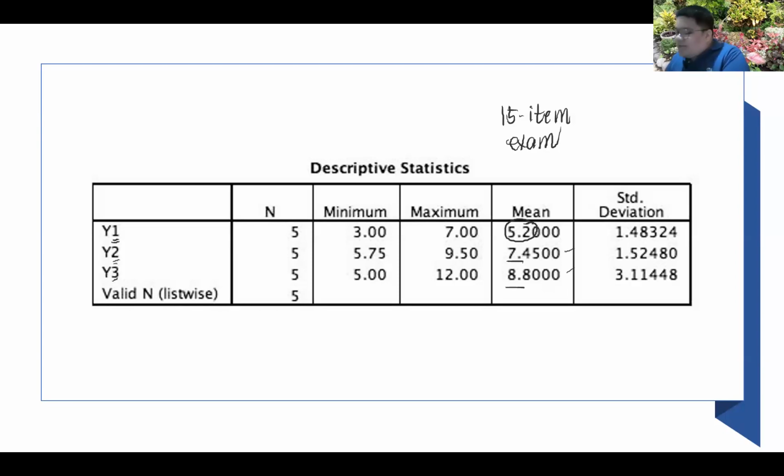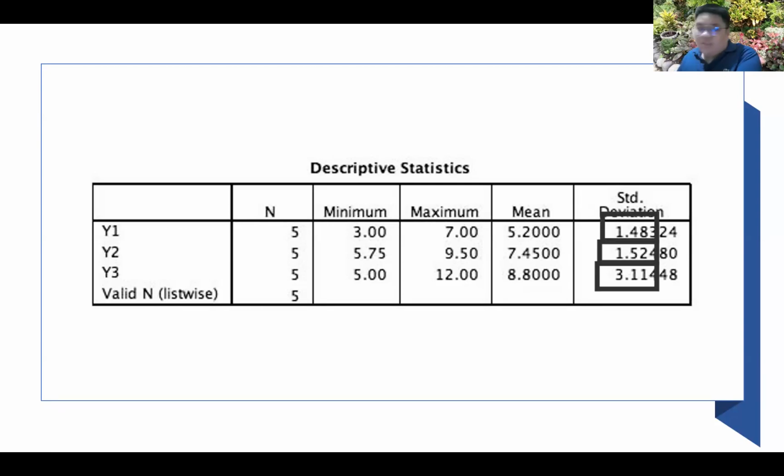Now, the mean is what we use to compare who performs better. If I would look at the standard deviation, class, you will see the values 1.48, 1.52, at saka 3.11.